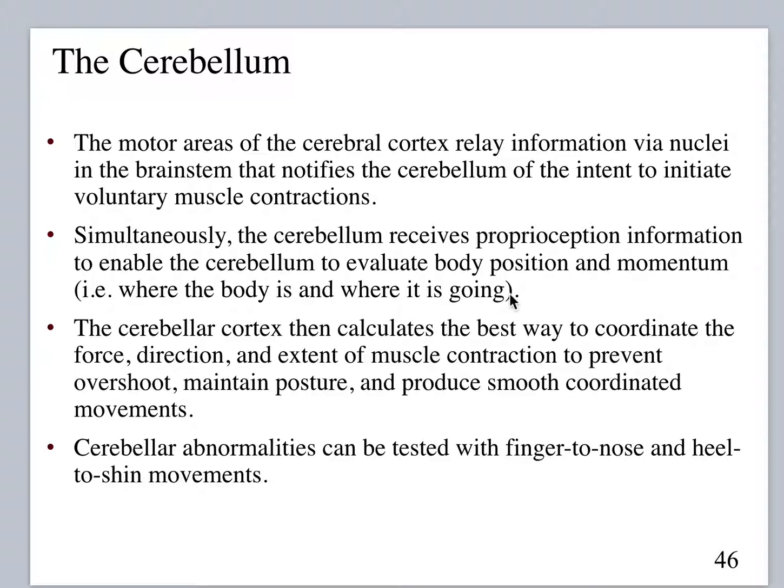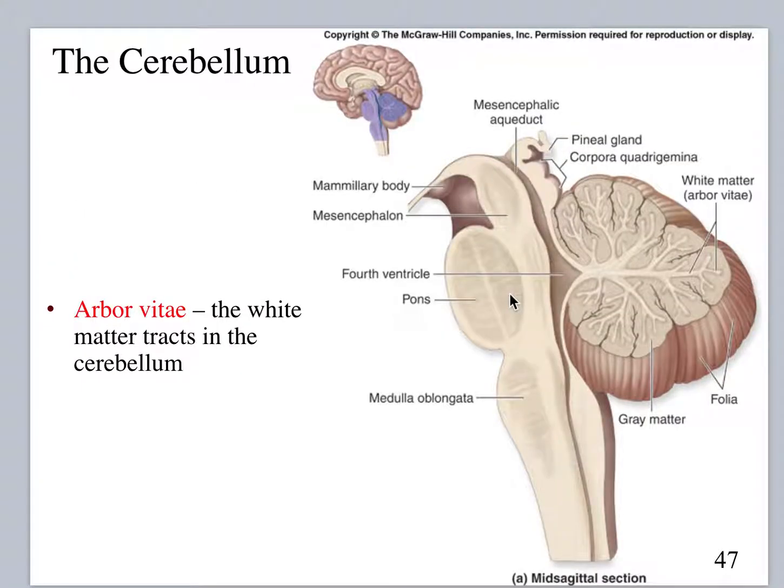I'll let you just read this. I'll give you a few seconds to read this. The third paragraph, the cerebellar cortex calculates the best way to coordinate the force, direction, and extent of a muscle contraction to prevent overshoot, to maintain the posture, and to produce smooth, coordinated movements. So the cerebellum has to do with coordination of movements. The white matter in the cerebellum is called the arbor vitae, and arbor means tree, so it's just like the branches of a tree.